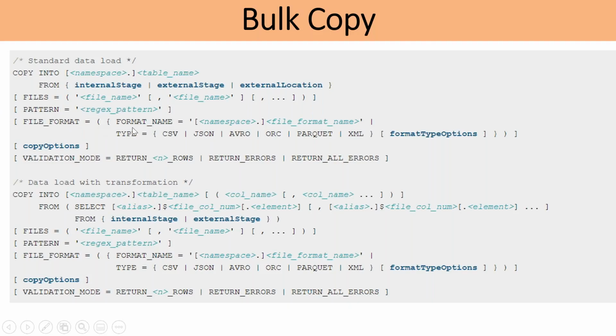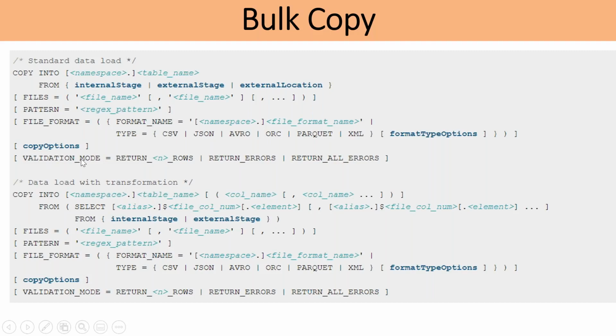And file format name. So this is what it is: brackets, format name equal to whatever file format you have, or type equal to. I was talking about free form, right? This is how you can write the free form. And formatting options, you can write all the formatting options: skip header equal to 1, and whatever formatting options we have seen for the files. And then this is called copy options.